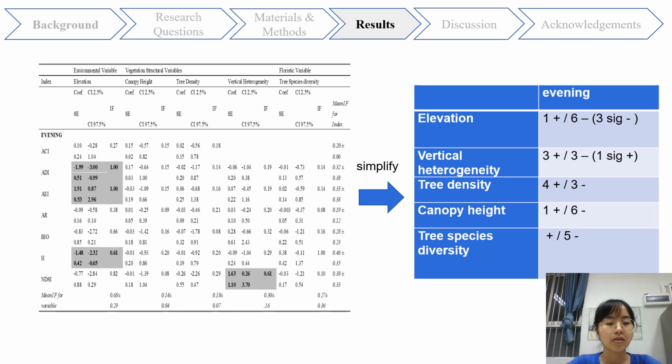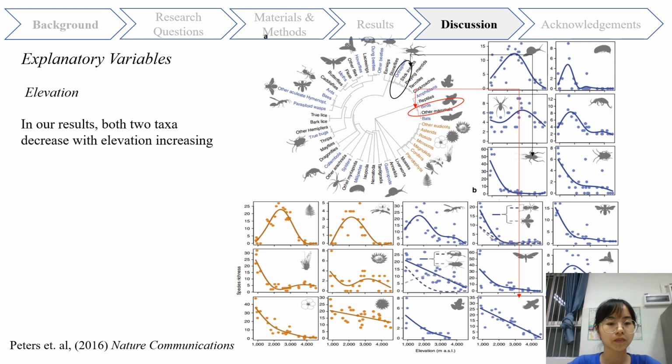Evening is similar to the morning result. We can see 3 significant negative relationships with elevation, and 1 positive relationship with vertical heterogeneity. In our results, both taxa decrease as elevation increases. The same result as in previous studies shown here.